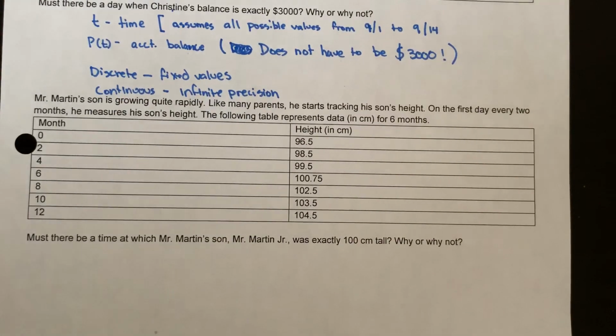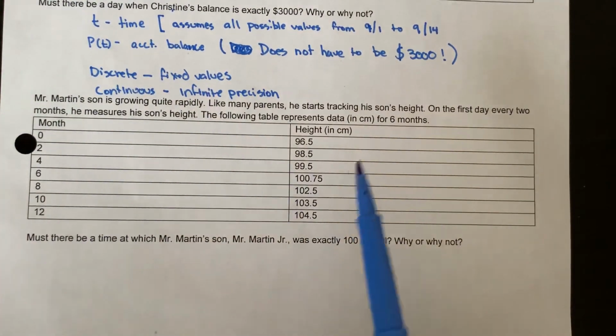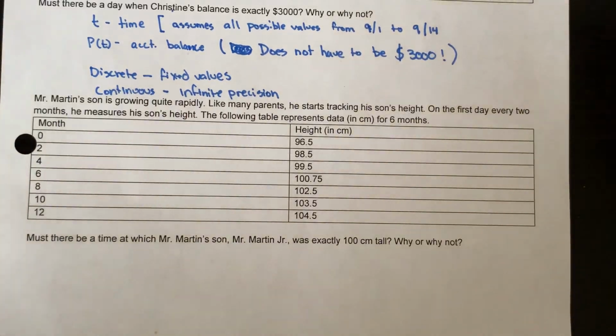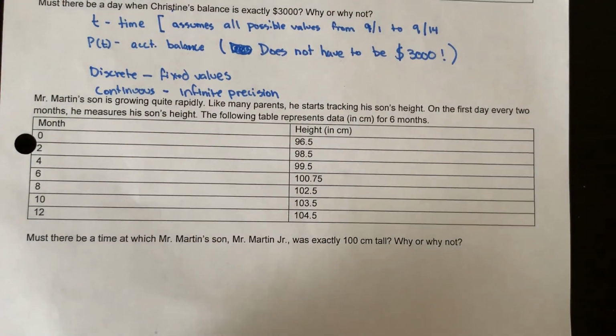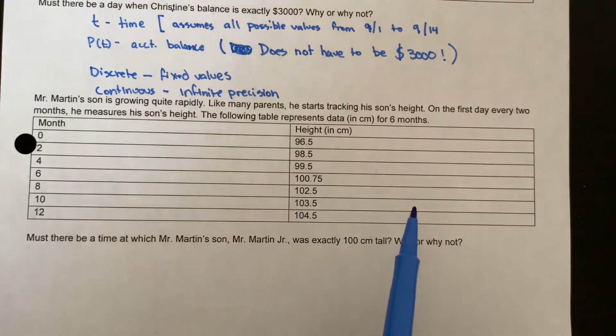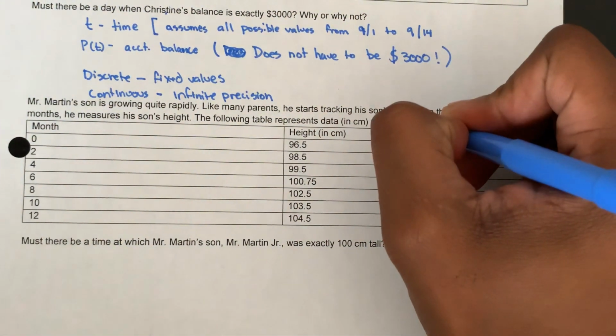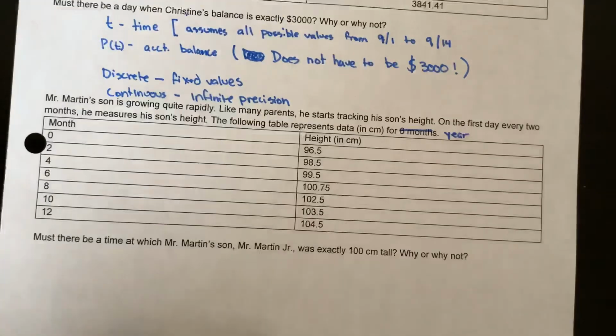Martin's son, who turned 4 on Thursday, is growing quite rapidly, and like many parents, Mr. Martin started tracking his son's height. So on the first day, every 2 months, I measured my son's height, and the table here represents his height for the following 6 months. You know what? But see, again, not 6 months. We're going to put a year because the table goes up for a year.